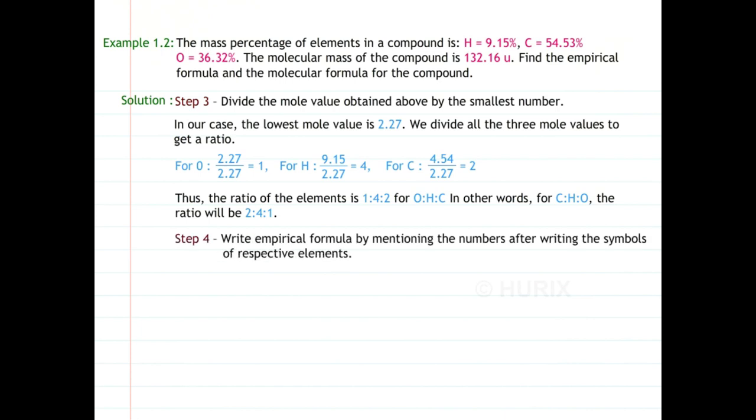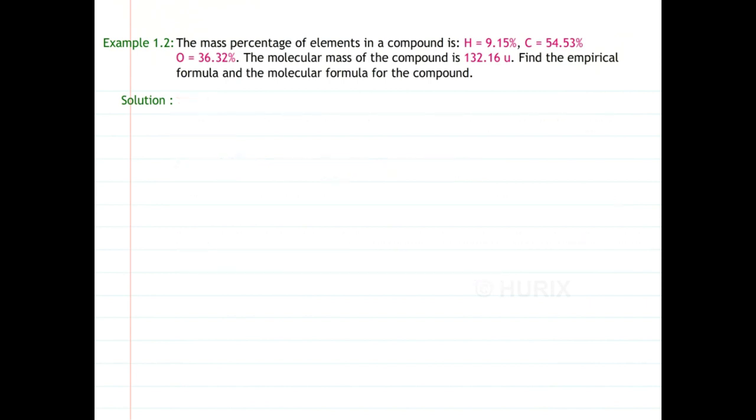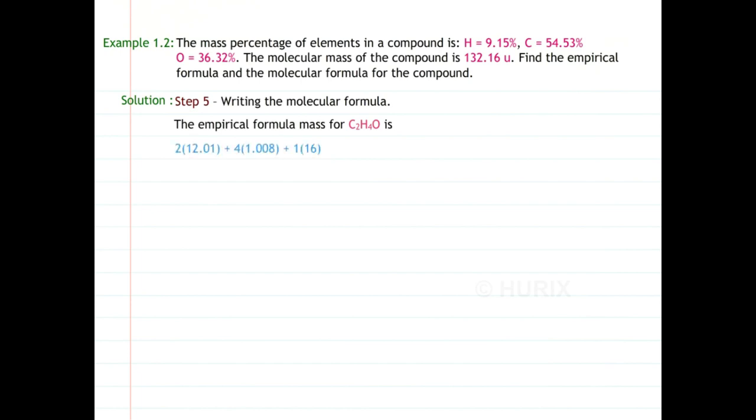Step 4. Write empirical formula by mentioning the numbers after writing the symbols of respective elements. From the ratio, we have the empirical formula to be C2H4O. Step 5. Writing the molecular formula. The empirical formula mass for C2H4O is 2 into 12.01 plus 4 into 1.008 plus 1 into 16 equals 24.02 plus 4.032 plus 16 equals 44.052 grams.